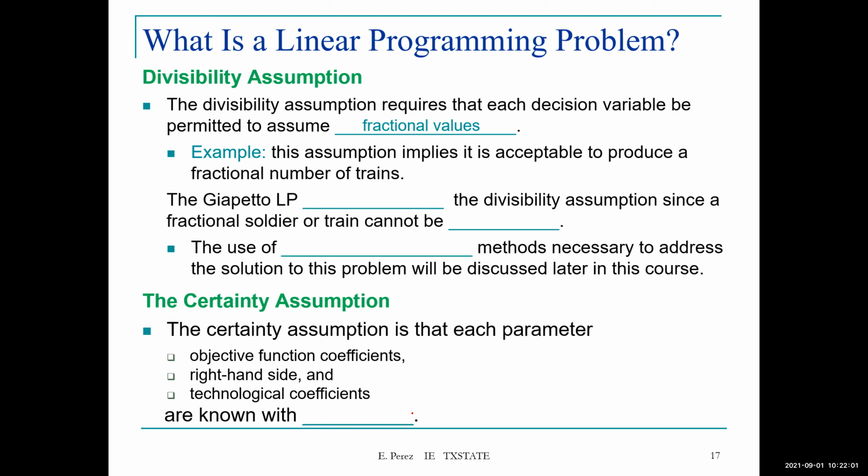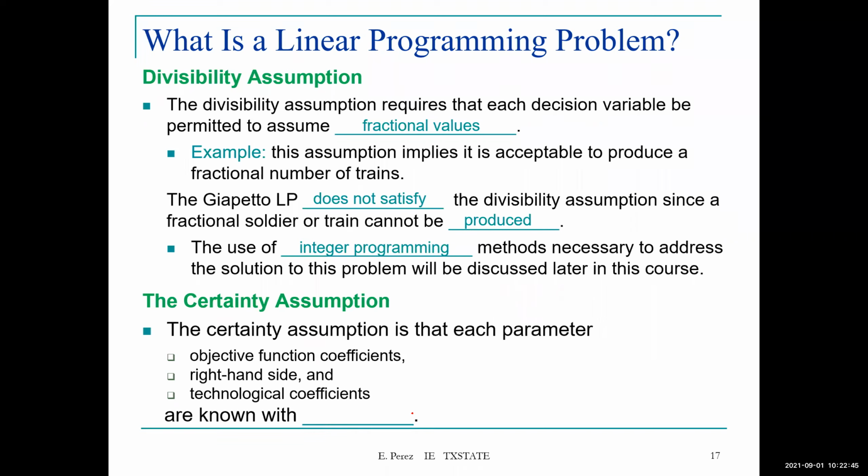In the example, this assumption implies it is acceptable to produce a fractional number of trains. The Giapetto LP does not satisfy the divisibility assumption since a fractional soldier or train cannot be produced. The use of integer programming methods necessary to address the solution to this problem will be discussed later in this course. So we have methods to avoid those issues, but we have to start with the basics, which are the linear programming models. So we will learn integer programming later in this semester, and that type of model will allow you to make decisions that give you integer numbers as part of your solution.